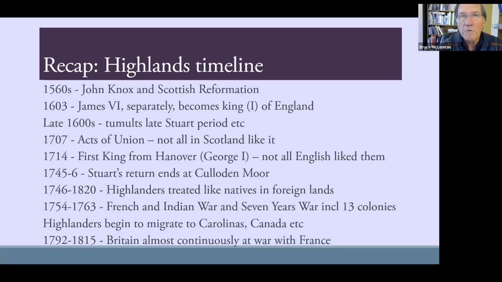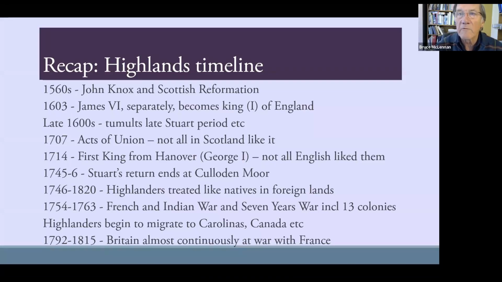So then you've got people going off as Highlanders, being treated rather poorly. I said in the last session that they were treated like natives were treated in foreign parts. Then, not long after Culloden, you have what's called the French and Indian War. That's the North American name for those engagements in North America. And that Indian there, of course, means First Nations, you might call them, Native Americans.